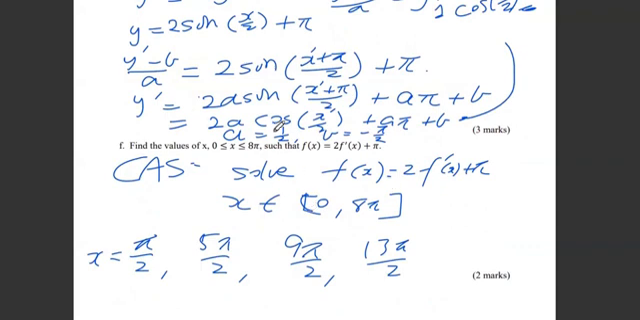All right, the final question is another relatively easy CAS question. We just do on CAS solve f of x is equal to 2 times f dash of x plus pi, and x is restricted from 0 to 8 pi. If you don't know how to enter domain on CAS, let me know as well, and I can show you. And after that, we'll get x equals these 4 solutions.